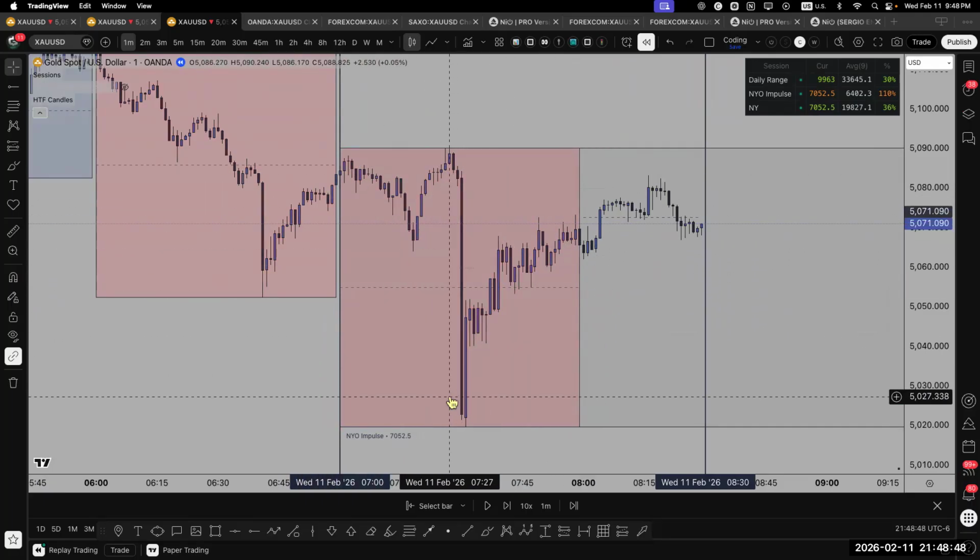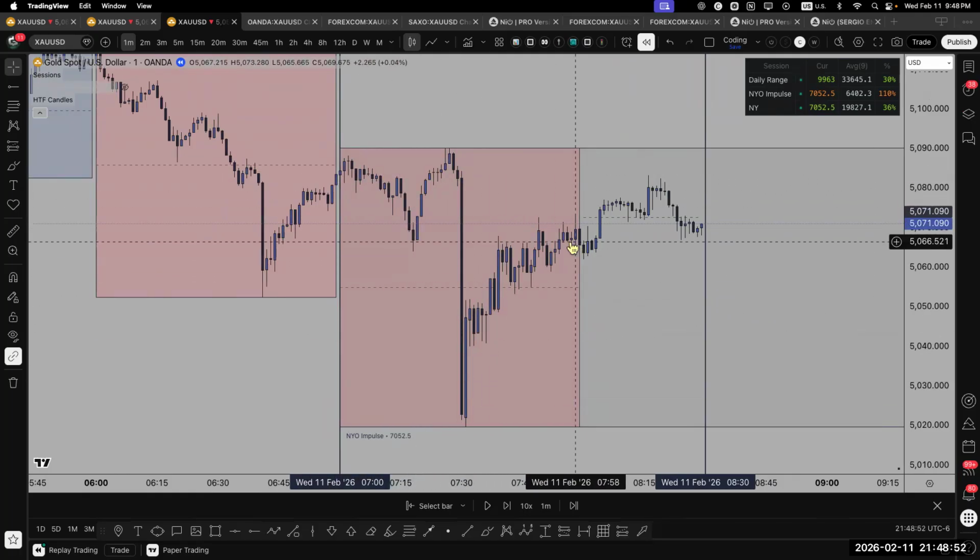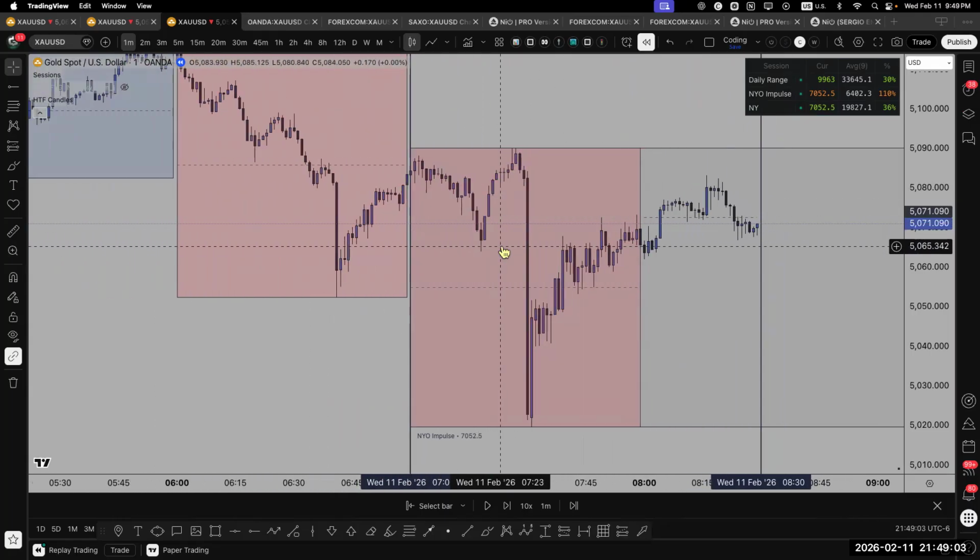Let's see if we get some participation. On the 1 minute time frame, how many candlesticks are in this red box? Let's see. I'll give you guys some time. If you can't participate, no problem.